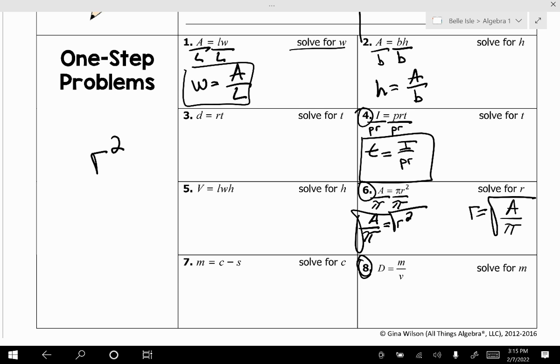Okay, number 8. D equals m over v. This is not the Department of Motor Vehicles. This is the density formula. Solving for m means you need to do what?